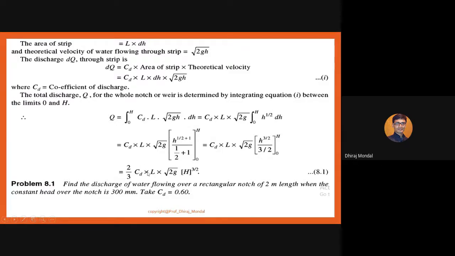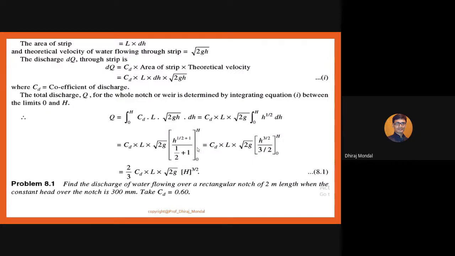So I am eliminating CD again here. So 2 by 3 L into root over 2g into h to the power 3 by 2. If this CD is eliminated, I will be getting the theoretical discharge. Now how can you calculate the practical discharge, or actual discharge? Actual discharge we will be calculating with the help of the cistern.